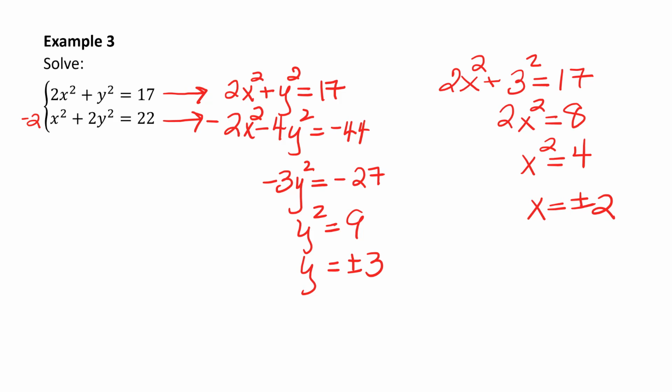So all combinations of plus or minus 3 and plus or minus 2 are going to be solutions here, because when you put in 3 for y, you get plus or minus 2 for x. So (2, 3) and (-2, 3) are both solutions. And if you plug in -3 for y, you're going to get the same two things, plus or minus 2. So (2, -3) and (-2, -3) will both be solutions also. So you have 4 solutions.